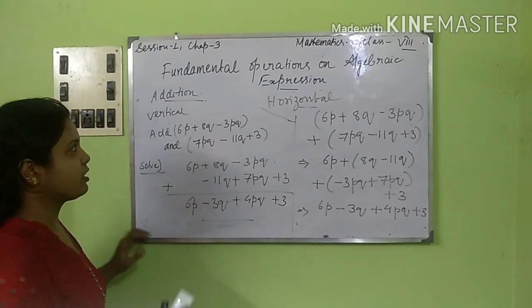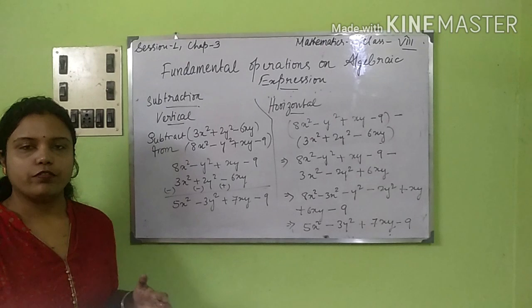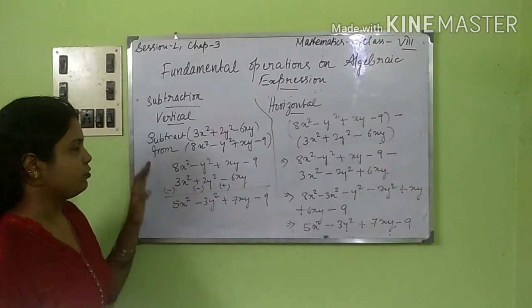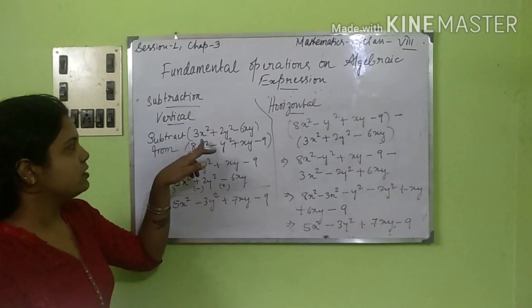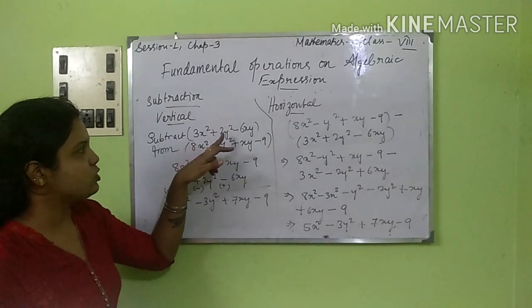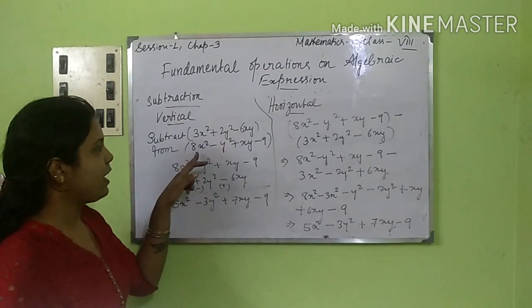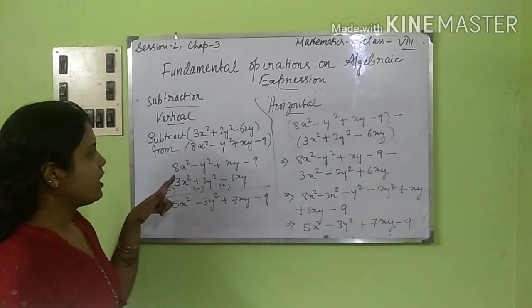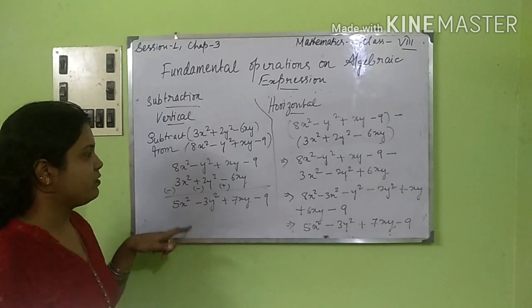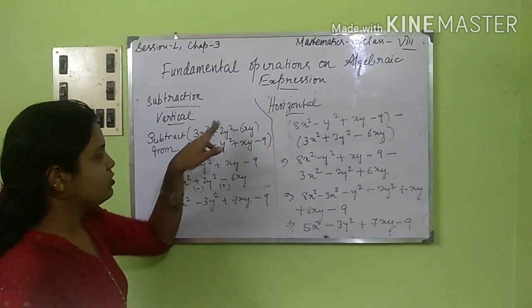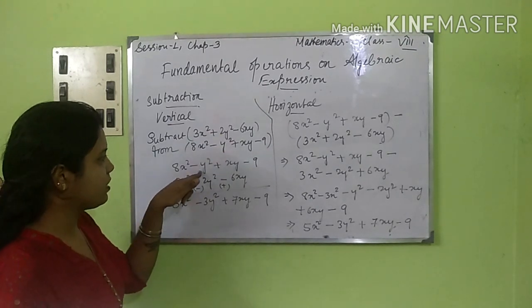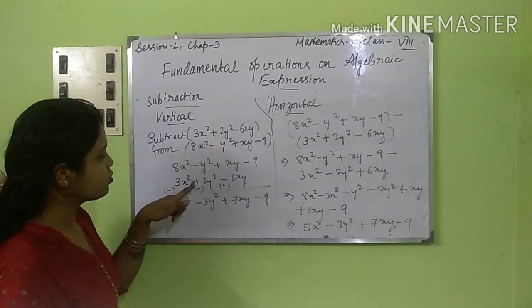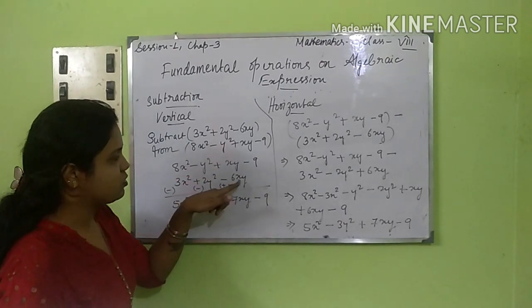Next, coming to the subtraction part. Now, we have the vertical and the horizontal method of subtraction. See the sum: subtract 3x square plus 2y square minus 6xy from 8x square minus y square plus xy minus 9. So we will be writing, as you know, one above the other. From this term we have to subtract this. So 8x square minus y square plus xy minus 9 will be written up. Down we are writing 3x square plus 2y square minus 6xy.